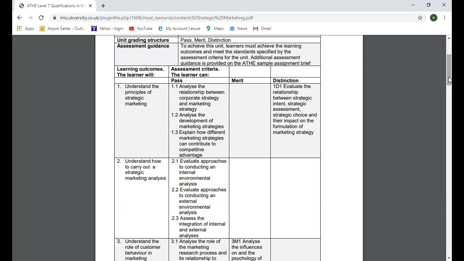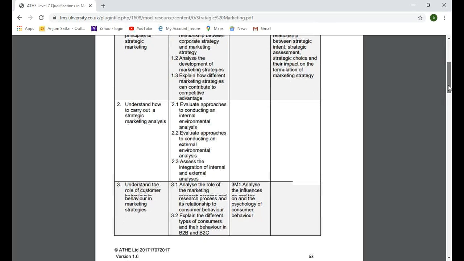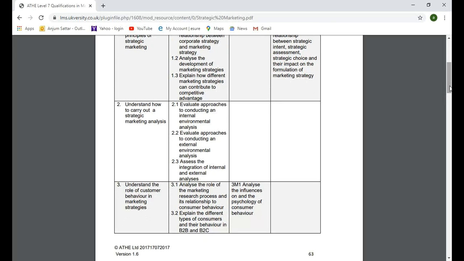Okay, so in the first lesson we discussed understanding the principles of strategic marketing. We discussed the difference between corporate strategy and marketing strategy. We discussed different approaches and how we can create competitive advantage. We discussed Porter's 5 forces. We discussed SWOT. And in the second lesson, we discussed marketing analysis, where we evaluated the external environment and internal environment.